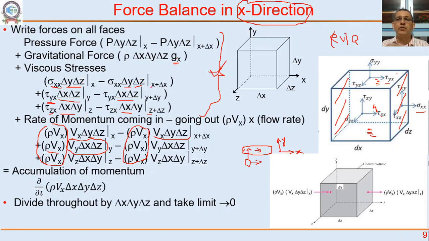So that flow rate could be because of Vx, Vy, Vz. We have done that in our continuity equation: flow rates coming in and going out. You should be able to understand this clearly for yourself. Vx multiplied by delta y delta z is the volumetric flow rate through the left face and the right face. Vy delta x delta z is the volumetric flow rate through the bottom face and the top face. Vz delta x delta y is the volumetric flow rate through the back face and the front face.